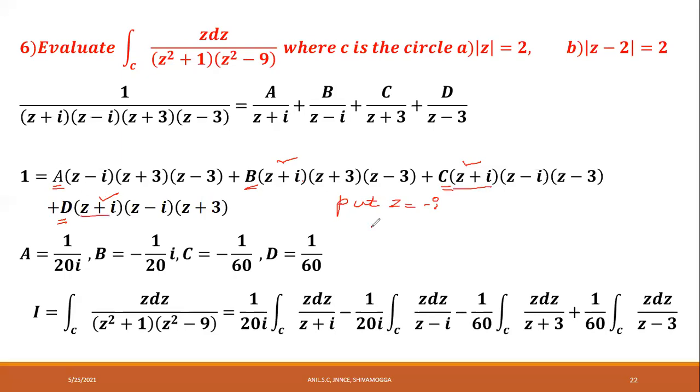Therefore, the expression becomes 1 is equal to a into, here minus I minus I is minus 2i. z is equal to minus I. Next, minus I plus 3.